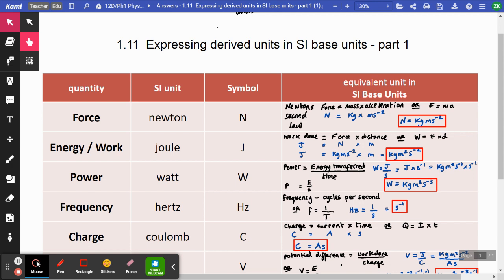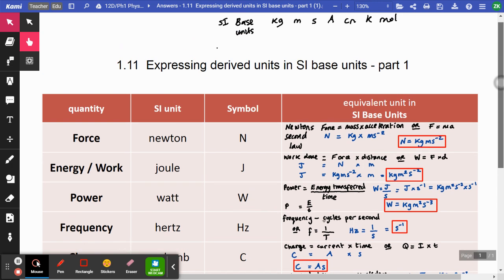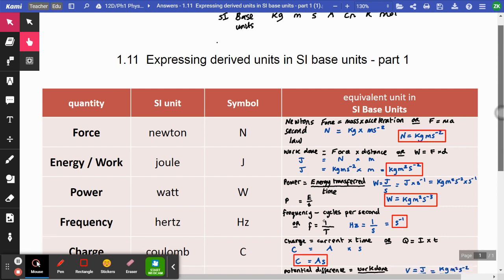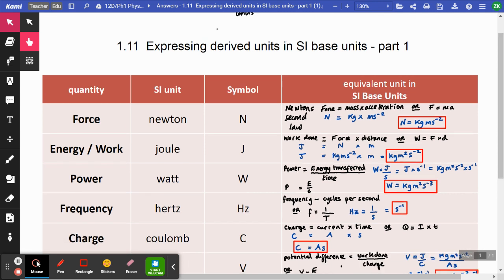There's a symbol for newtons. We know force from Newton's second law. Force is equal to mass times by acceleration. So force, which is newtons, is the same as mass, which is in kilograms, times by acceleration, which is meters per second squared. Now, just here above here, I've written all the standard units that I'm going to refer to: kilograms, meters, seconds, amps, candles, Kelvin, and moles.